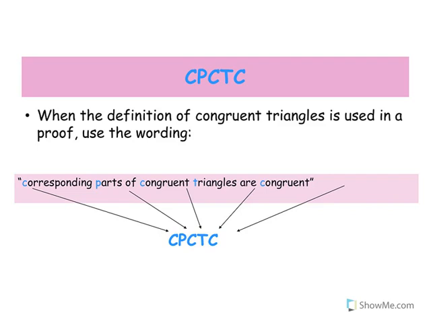Okay, now the next part is called CPCTC. When the definition of congruent triangles is used in a proof, use the wording "corresponding parts of congruent triangles are congruent," or you can shorten it to CPCTC. It's the same as when you're texting and you don't write the whole phrase: corresponding parts of congruent triangles are congruent, CPCTC.